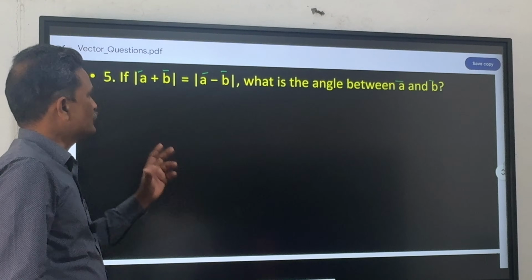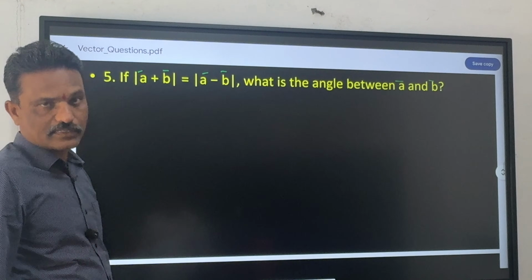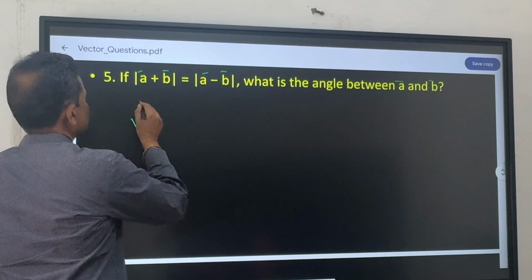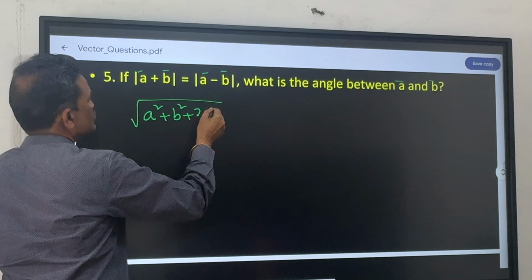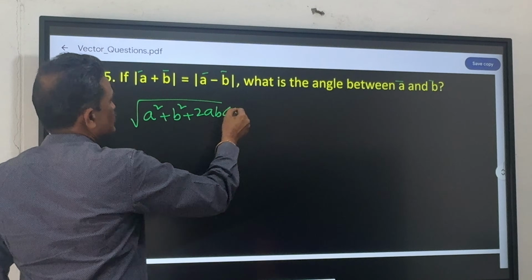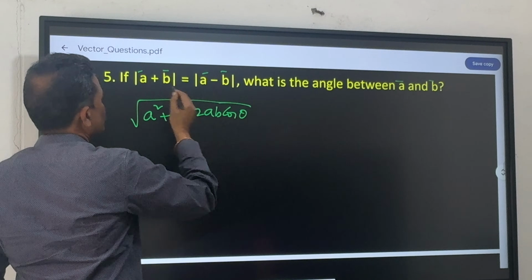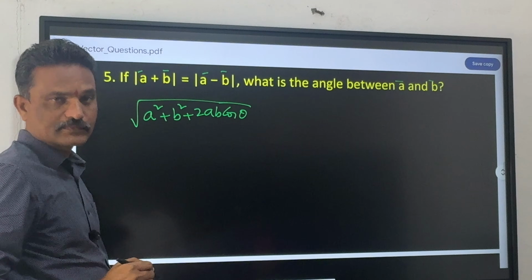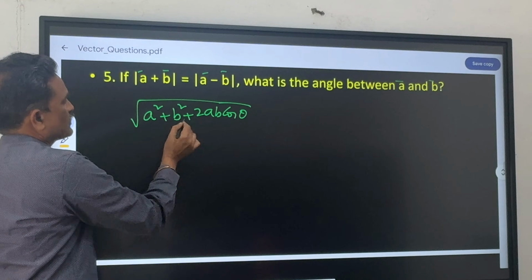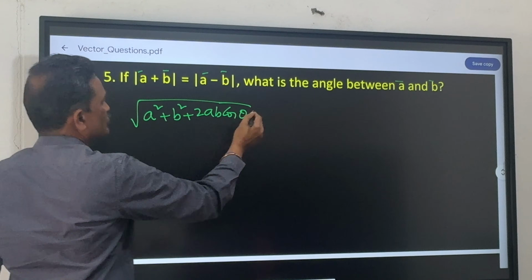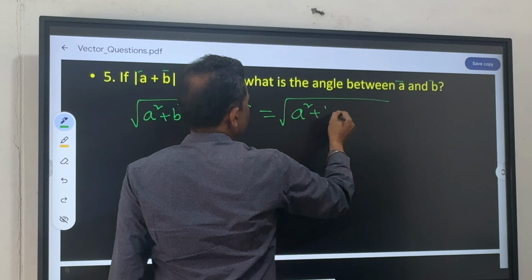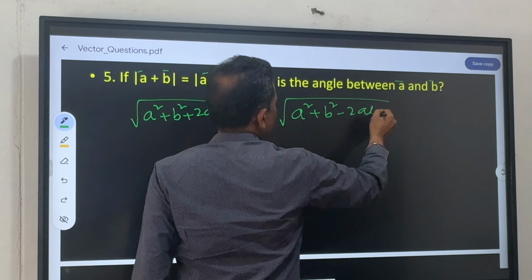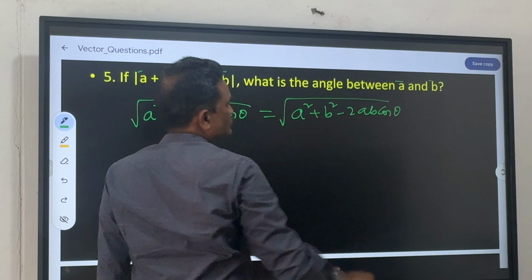Just the formula for the resultant of two vectors is under root a square plus b square plus 2ab cos theta. This is when you add two vectors. In the case of subtraction of vectors, you will get minus. So this is equal to under root of a square plus b square minus 2ab cos theta.